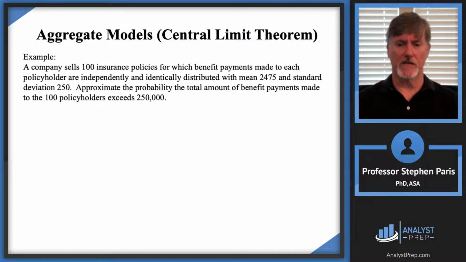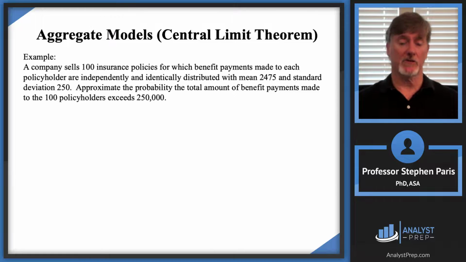Okay, so let's do a couple of examples. The first example, let's suppose we have a company that sells 100 insurance policies for which benefit payments made to each policyholder are independent and identically distributed with a mean of 2475 and a standard deviation of 250. Now, I want to emphasize here that I don't know what type of distribution this common distribution is parametrically. I just know its mean is 2475 and its standard deviation is 250.